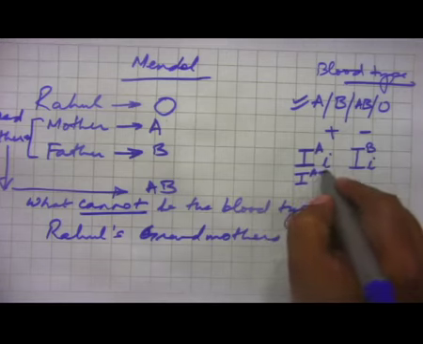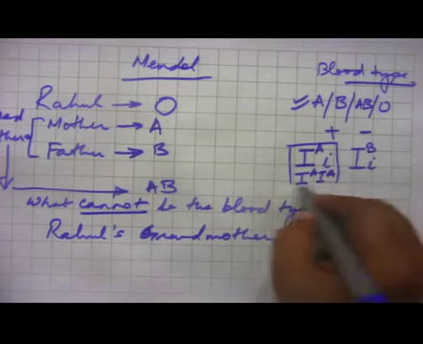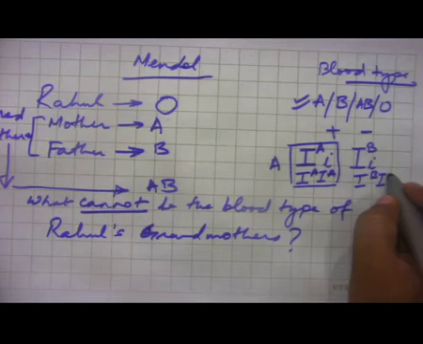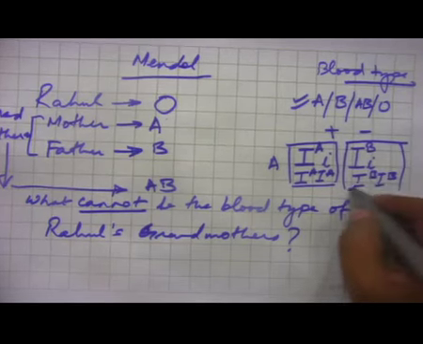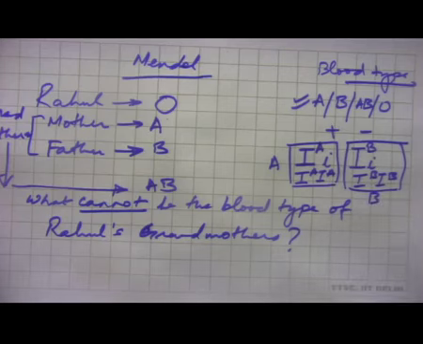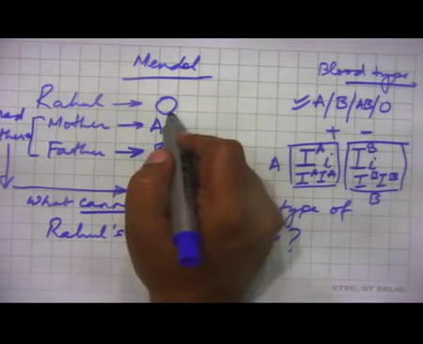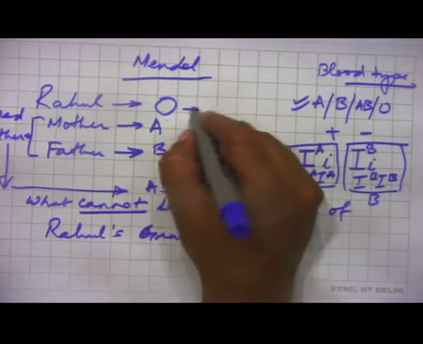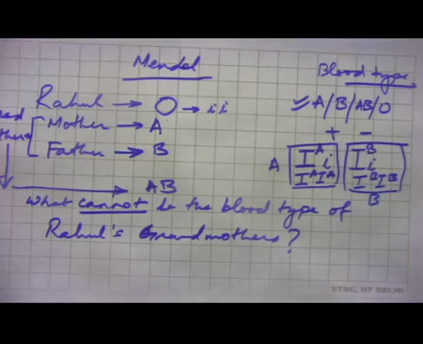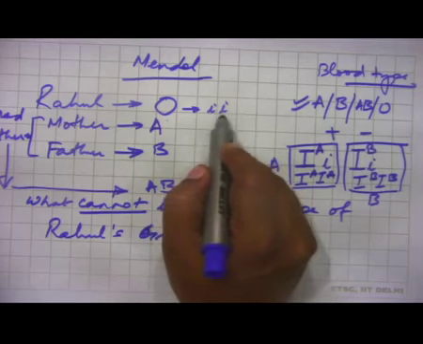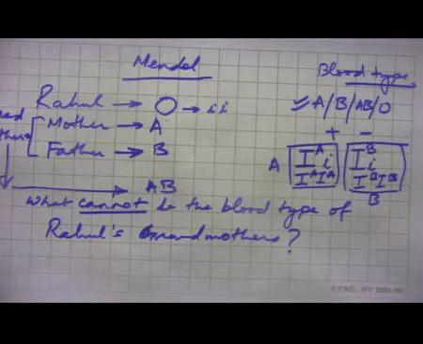Now, in these two cases, I A I A or I A i, the blood type would be A. In these two cases, I B I B or I B i, the blood type would be B. Similarly, if you have two dominants, I A and I B, the blood type would be AB. Therefore, to have blood type O, Rahul must have both the recessive i's. That means we can write for Rahul, it is this. Since Rahul has two i's which are both recessive, one i each must have come from father and mother randomly.